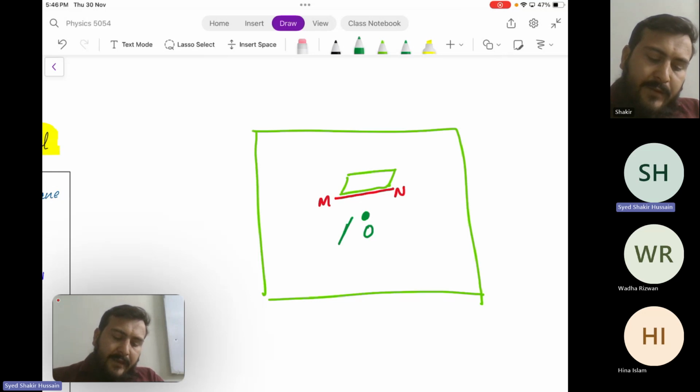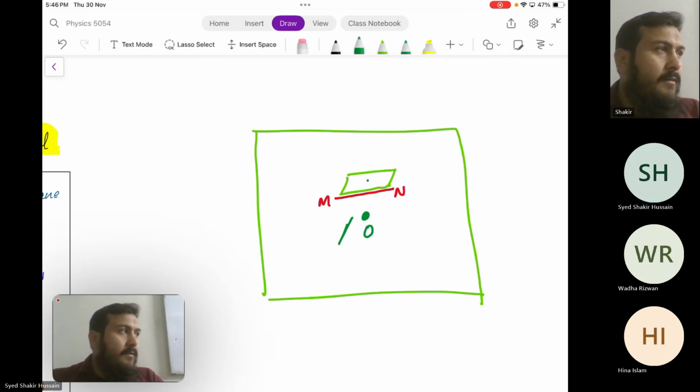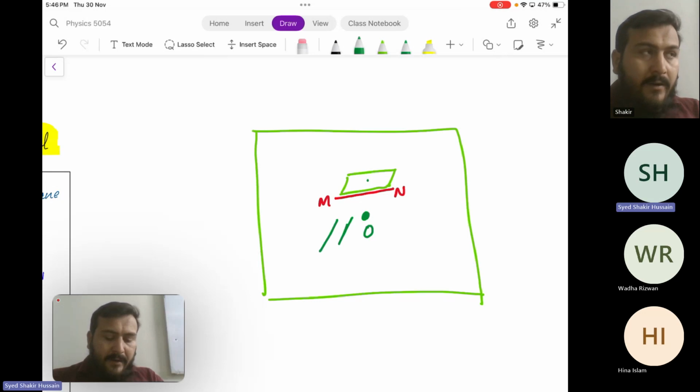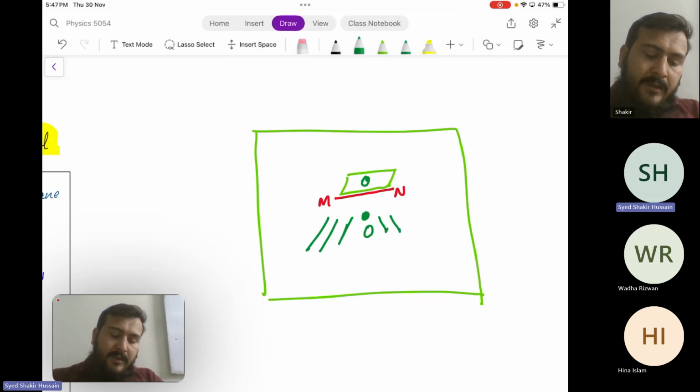All right, I'm standing, let's say here. Can I see the image of this pin here? If I'm standing here, once again, I can see the image of this pin here. I'm standing here, I can see the image, right?